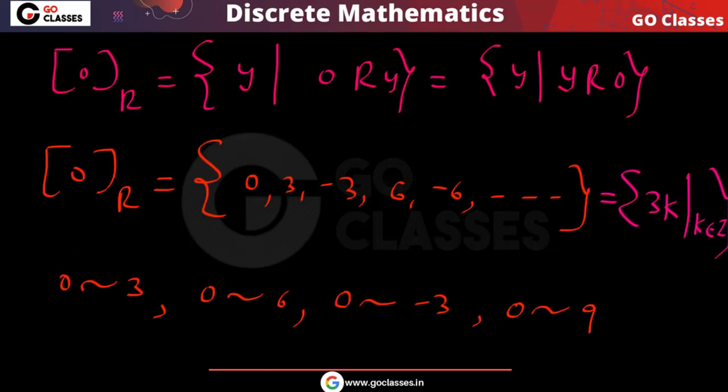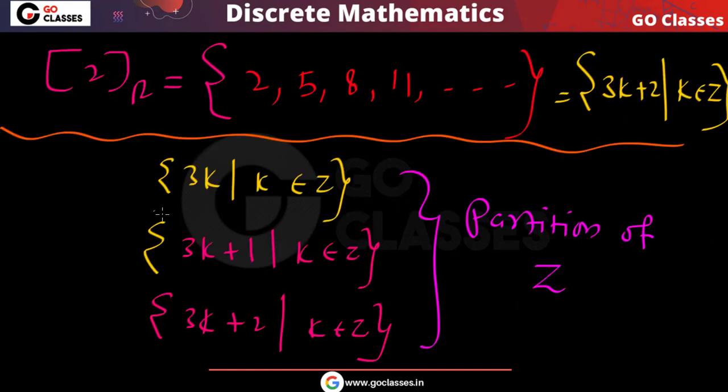So the idea is this: every equivalence class is part of the partition. Remember, we have 3 equivalence classes. These are the 3 equivalence classes for the relation.